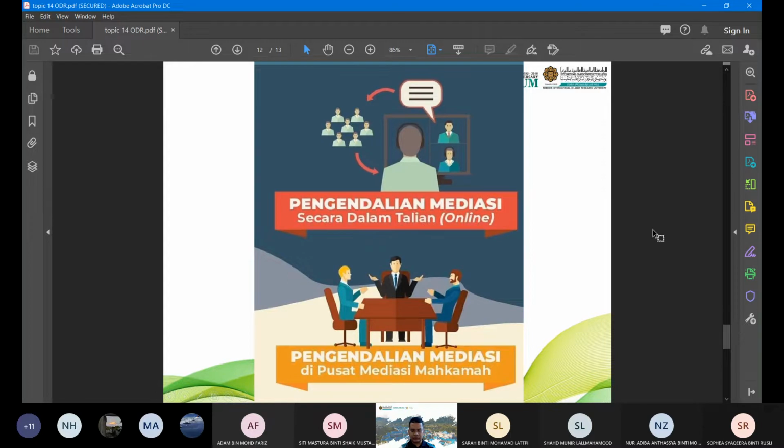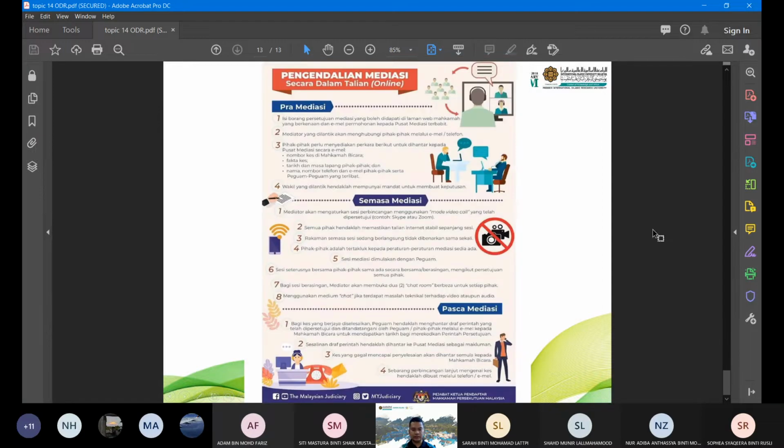There has also been this development in our courts, whereby the courts have been doing online mediation as well, in the court mediation centre. So this is happening in courts. I'm just showing you this in Malay because I found this piece of infographic and it is written in Malay. So this is the process of mediation.